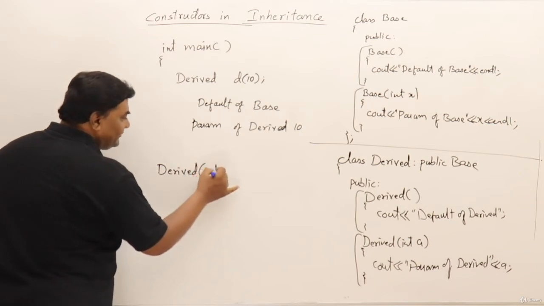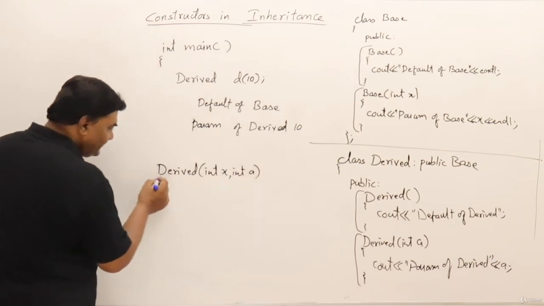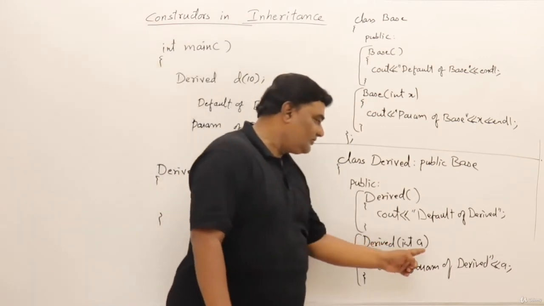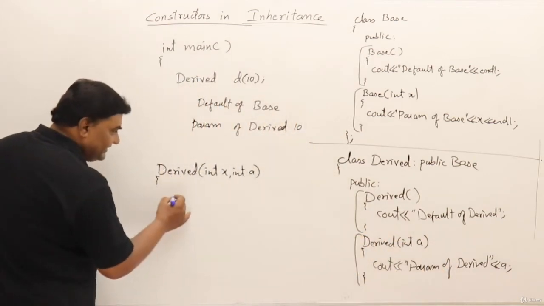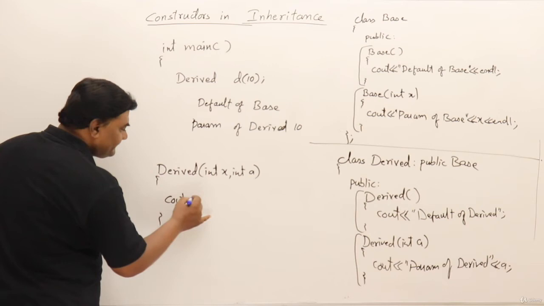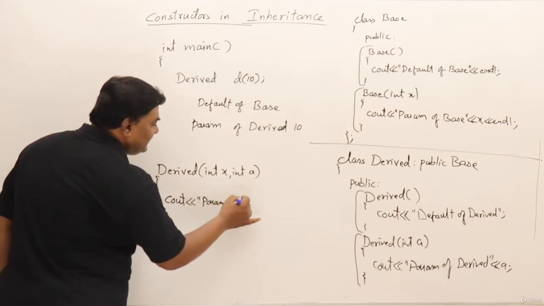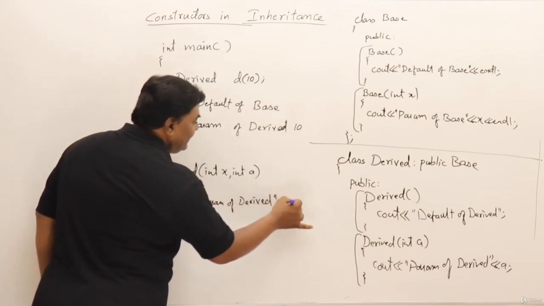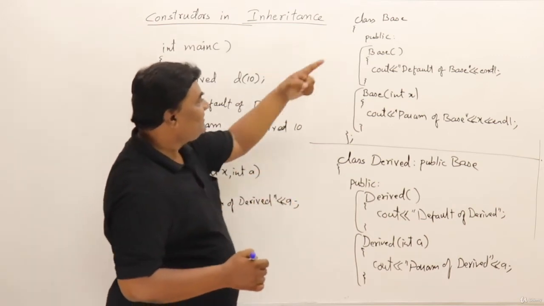It will take two arguments, x and a. So it is taking two arguments. See, earlier I had written only one argument, that was a, it was using. Okay, a it will use. Here I will say cout "param of derived". Okay, then it will display a. Okay, but what about x? This x I want to send to the base class.